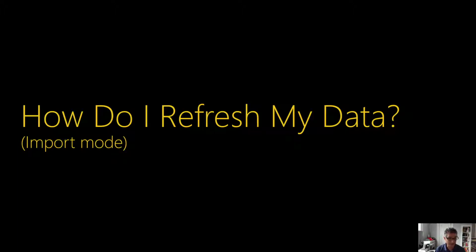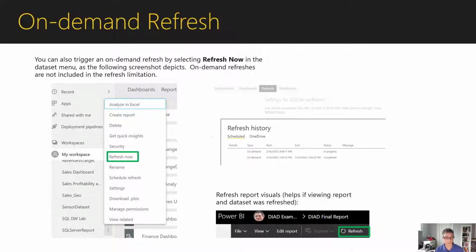So how do I refresh my data? When I'm using import mode, I touched on it previously that I can import data on a recurring basis on there, so I can schedule it. So looking a little bit more into that, you can also manually refresh it. Now this caused a little confusion because when you manually refresh it, you want to manually refresh the data set. Different than the refresh in the report. The refresh in the report just refreshes the visuals.